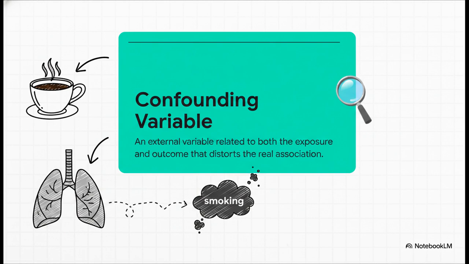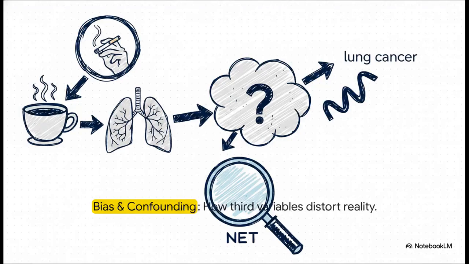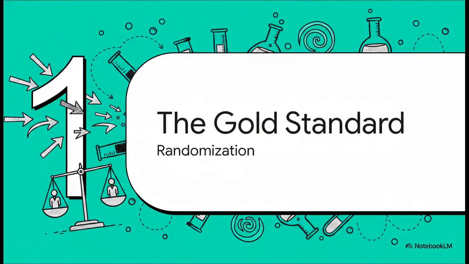Enter our true culprit, the confounding variable. A confounder is basically an external third variable that is secretly related to both the exposure, which is coffee in this case, and the outcome, lung cancer. It creates this wild illusion of causality where none actually exists. In our coffee mystery, that hidden variable is smoking. This beautifully illustrates how those sneaky third variables completely distort reality. If folks who happen to drink a ton of coffee also tend to smoke more cigarettes, and we know for a fact smoking causes lung cancer, then suddenly coffee falsely looks like the bad guy. That smoking variable heavily muddies the observational data. So the big question for researchers is, how on earth do we neutralize this? Well, let's look at how we'd ideally fix it.